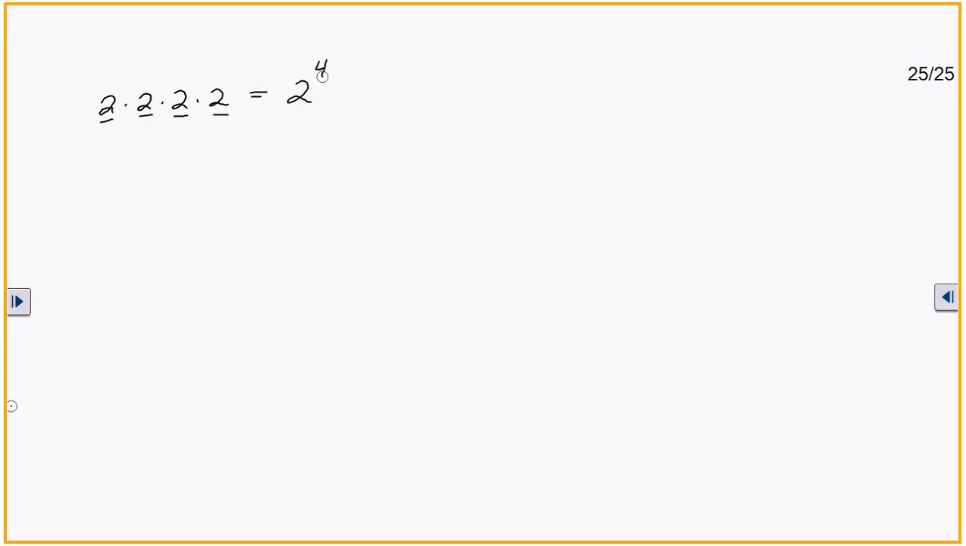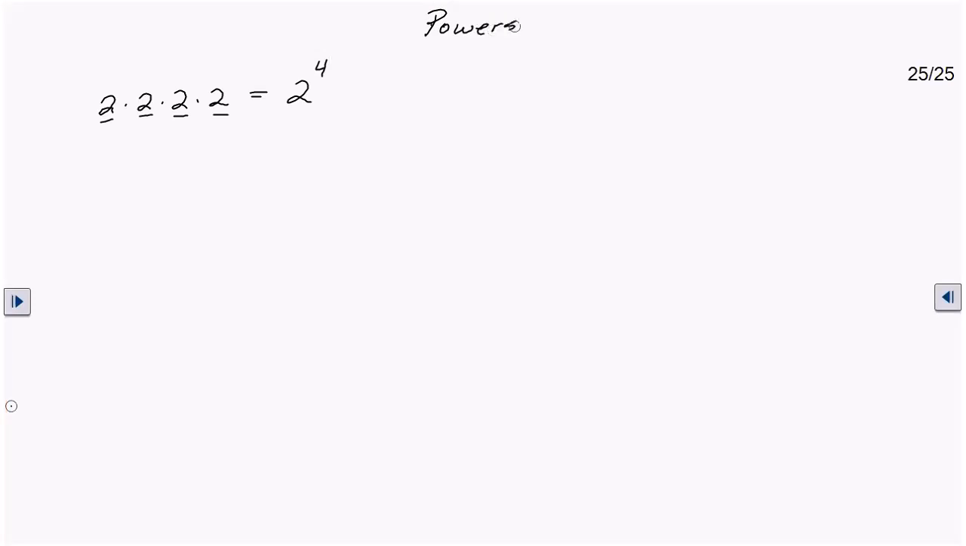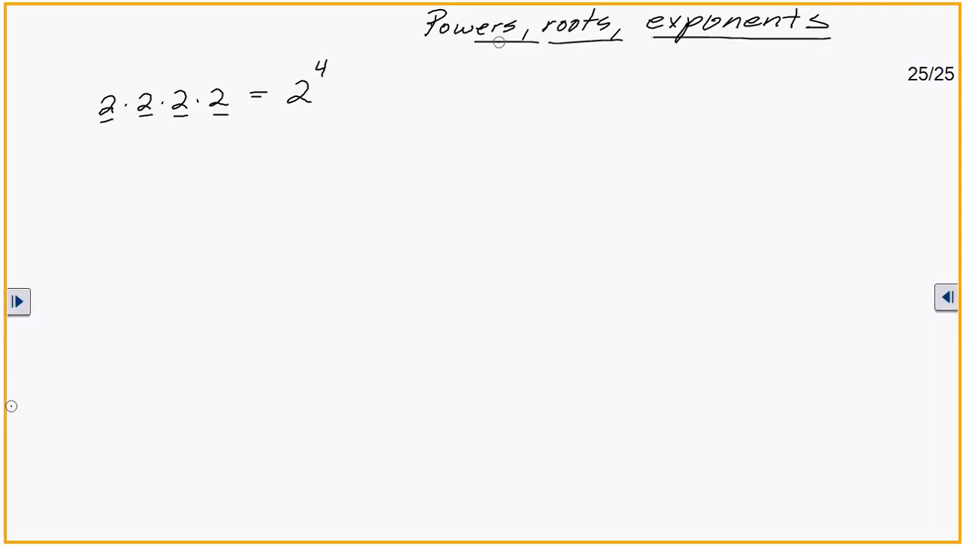That's called an exponent, all right? It's also called a power, okay? Powers, roots, and exponents. So when you hear of a power, that means you're raising something to a repetitive state. In other words, 2 to the fourth power means that you're multiplying 2 times 2 times 2 times 2.